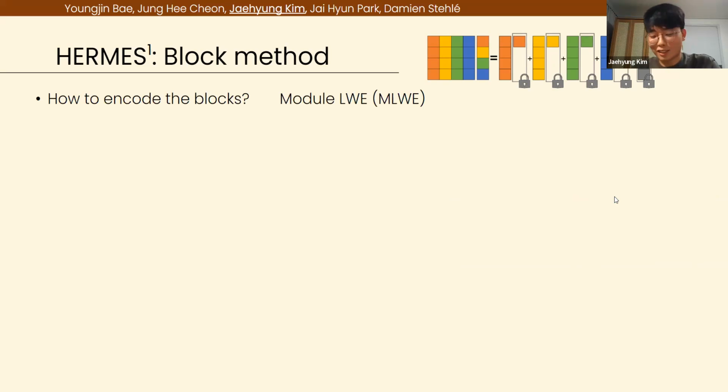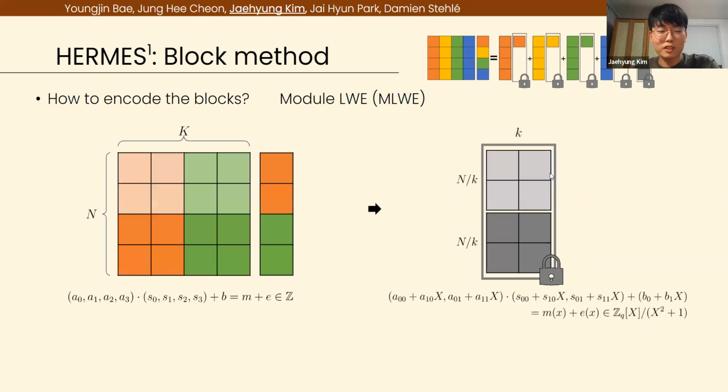So at this point, one might wonder about the details of the method. One might wonder how to encode the blocks. We basically use module LWE, which is a module variant of the learning with errors problem. In the very first setting, we had a bunch of LWE ciphertexts, which were just a vector a times the secret key vector, an inner product. But in the intermediate step, the matrix is actually encrypted with module LWE encryption. In this particular example, they have degree 2 and rank 2 module LWE ciphertext.